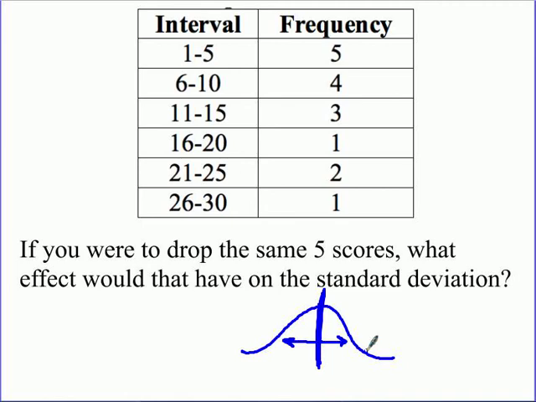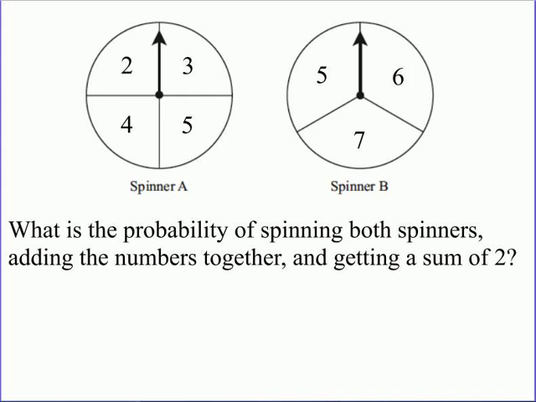So let's think about that. If I take out 5 scores on the bottom, that's going to mean that my set of data is more compressed, correct? So what's that going to do to the standard deviation? Is it going to make the standard deviation bigger, or is it going to make it smaller? Smaller. It's going to make it smaller. So what's it going to do? It's going to kind of compress it or make the standard deviation smaller. Okay. All right, let's look at this one.